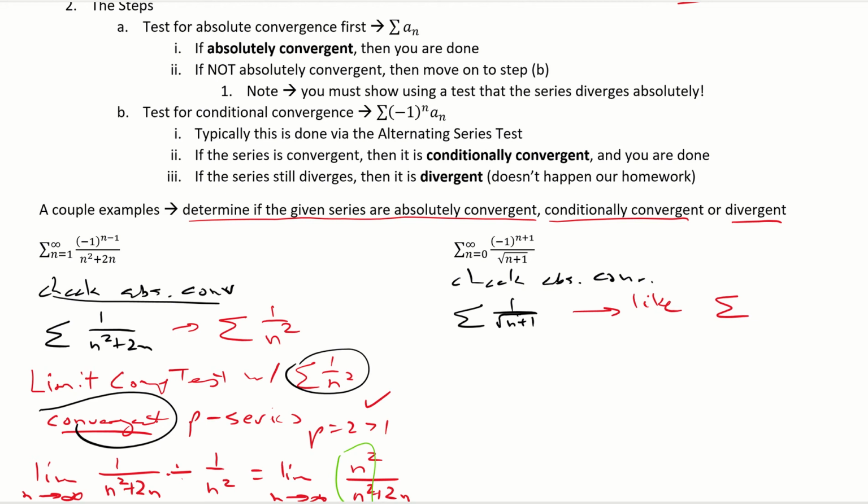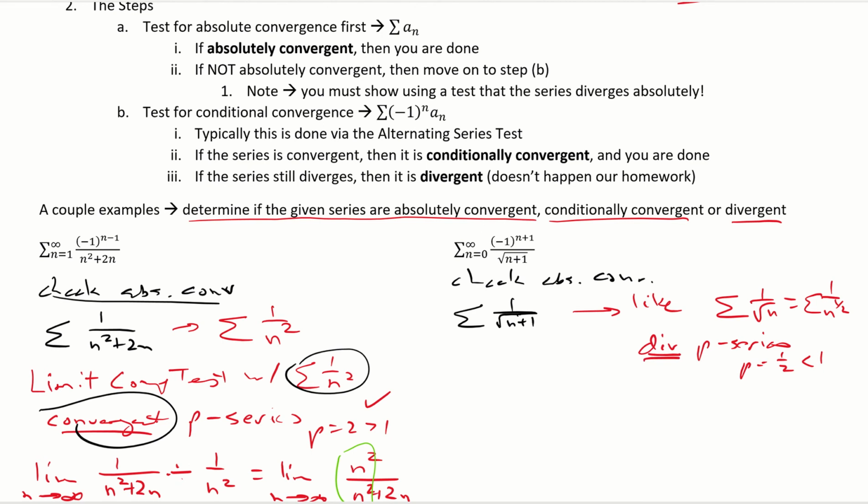the series, how about I ignore the 1 and just go 1 over square root of n, which is the series 1 over n to the 1/2, which is a divergent p-series. Remember, p is equal to 1/2, which is this time less than 1. So it's divergent. We haven't proven anything. We just have an intuition of what's going to happen.